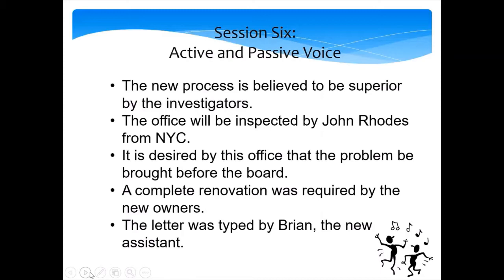Next, it is desired by this office that the problem be brought before the board. To change this sentence to active voice, we can say, this office wants the problem brought before the board.